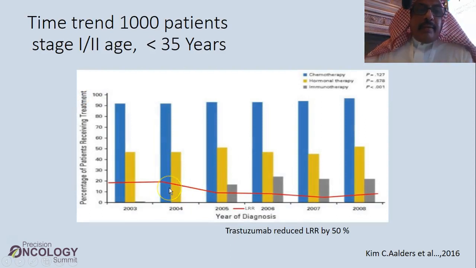Because if you look at the time trend in this study, over 1,000 young patients with early stage disease, from 2003 to 2008, chemotherapy was used along all the years, hormonal therapy was used along all the years, and then here the immunotherapy trastuzumab was introduced. And you can see this line of the local recurrence. It dropped by about 50% since we started HER2 therapy for the HER2 positive patients, of course.